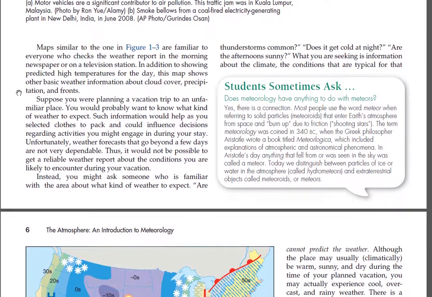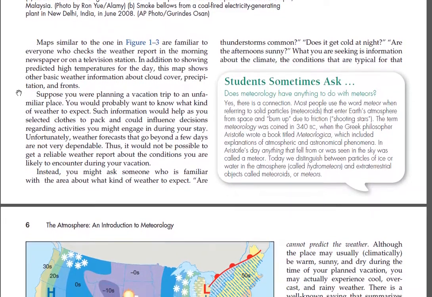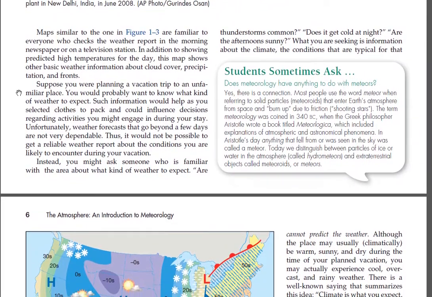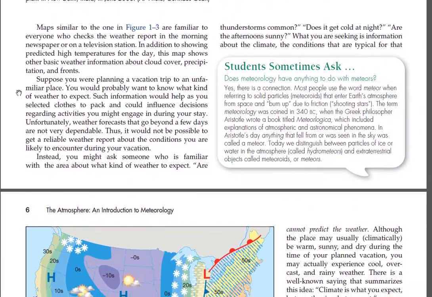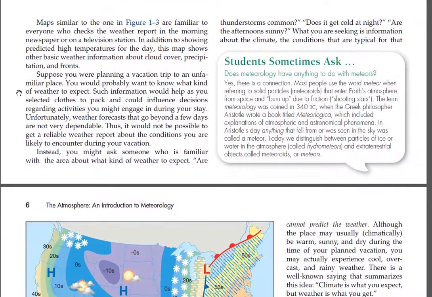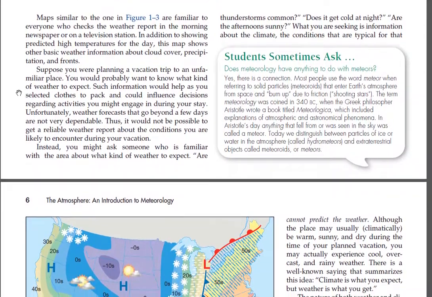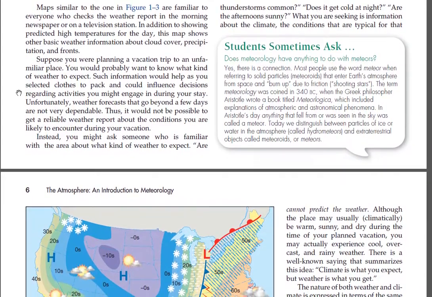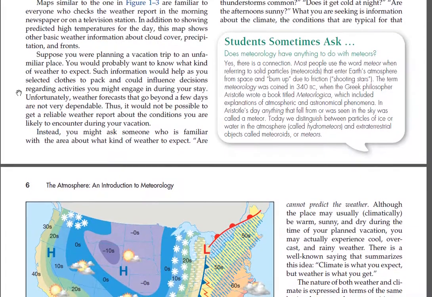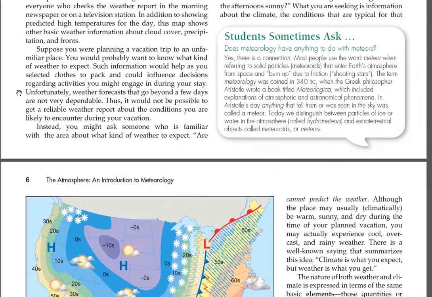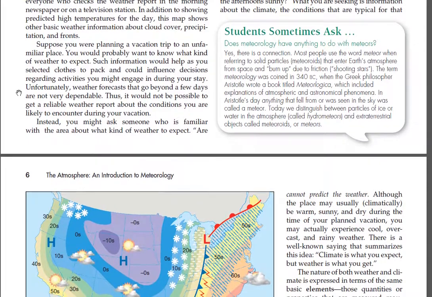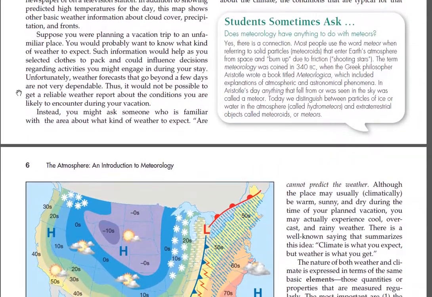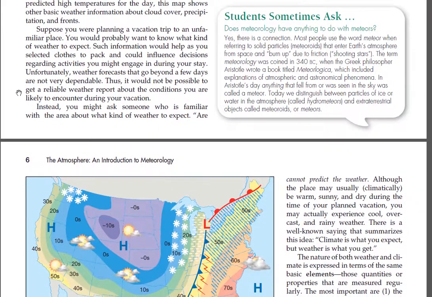Suppose you were planning a vacation trip to an unfamiliar place. You would probably want to know what kind of weather to expect. Such information would help as you selected clothes to pack and could influence decisions regarding activities you might engage in during your stay. Unfortunately, weather forecasts that go beyond a few days are not very dependable. Thus, it would not be possible to get a reliable weather report about the conditions you are likely to encounter during your vacation.